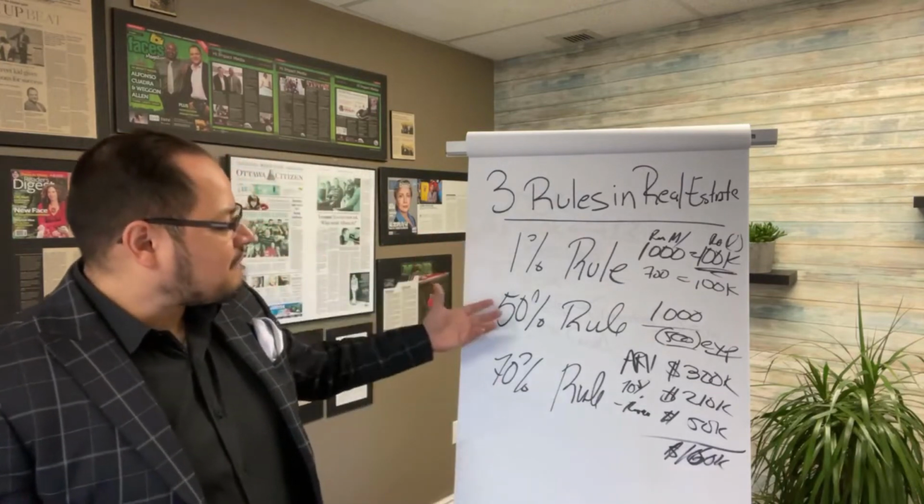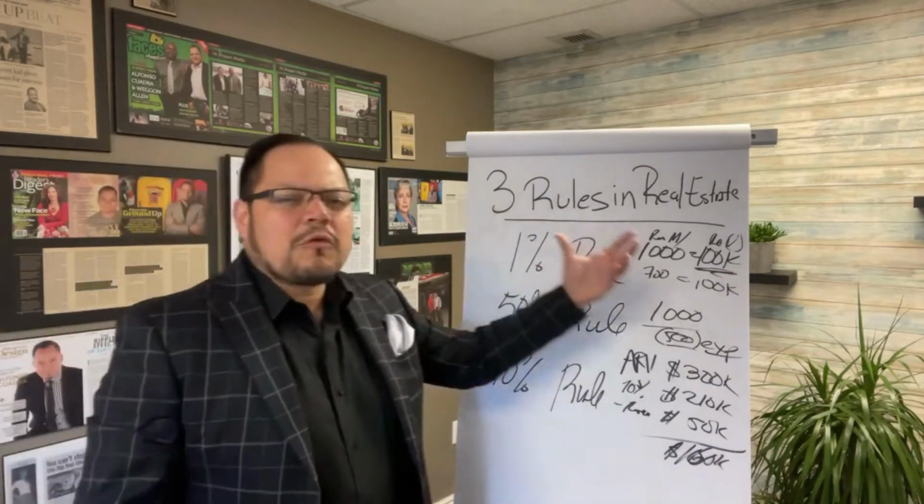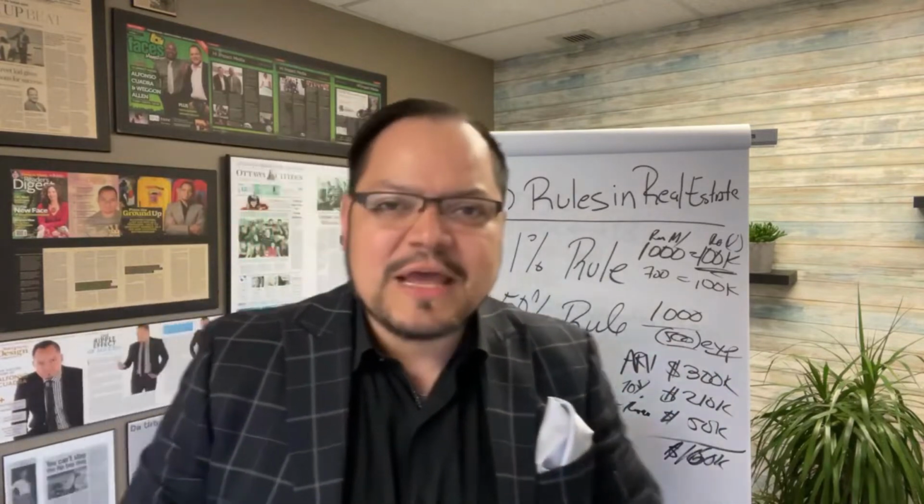So 1%, 50%, and 70%. Those are 3 key rules in real estate.